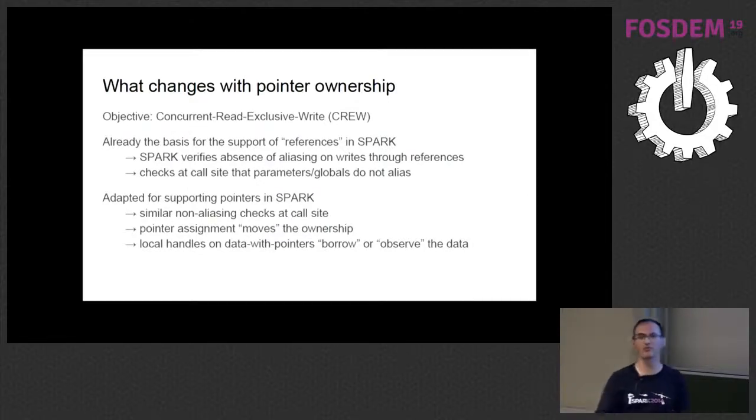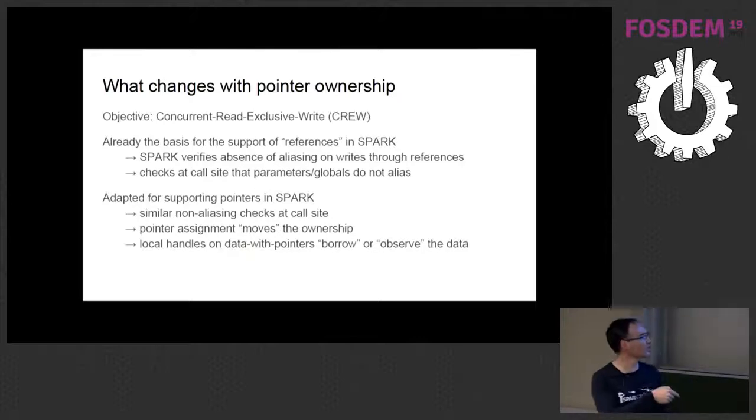And if there's one writer, there won't be any reader through another path. So we already do that in Spark for references. Of course, for pointers, we want to do the same kind of non-aliasing check with some additions, because if you have pointers, you can assign pointers all over the place. So you can create your own local aliases. And this is the kind of thing we want to prevent. And that's where ownership kicks in.